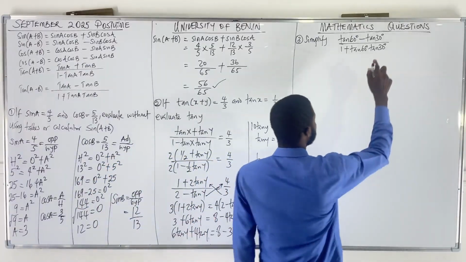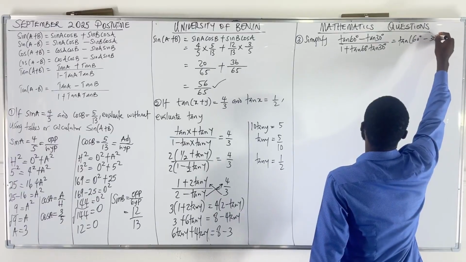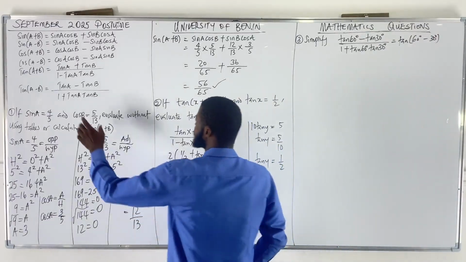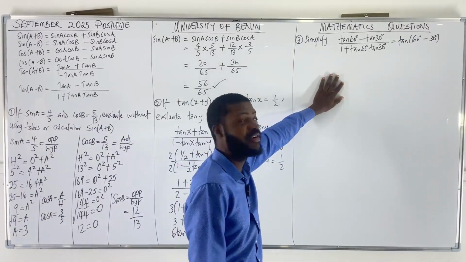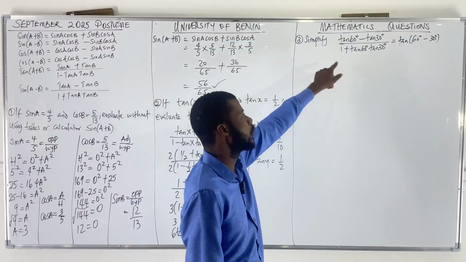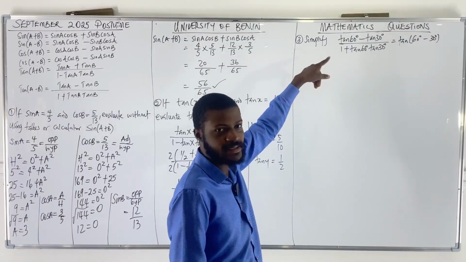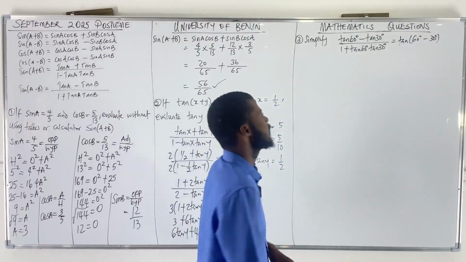So this can be simplified as tan (60 minus 30), following this, because this looks exactly like this. There are times where they bring out trick questions like this, but be very careful. Sometimes it's not a trick question. Sometimes you just need to put in the value of tan 60, the value of tan 30, and just like that. There are times like that.